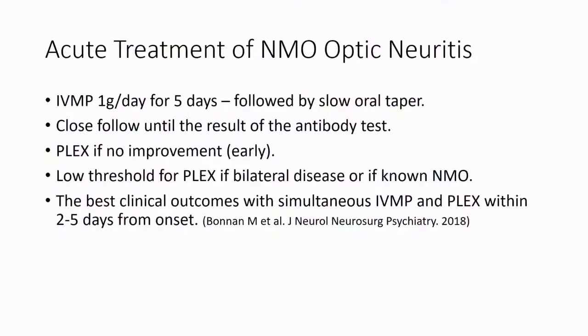And for bilateral cases, you should have a very low threshold of treating this patient. Remember, NMO is a blinding disease. Patients can end up with permanent visual disability if you don't treat them early. There are some studies that looked at that and found that the best clinical outcome was with simultaneous IV methylprednisolone and plasma exchange within 2 to 5 days from onset.